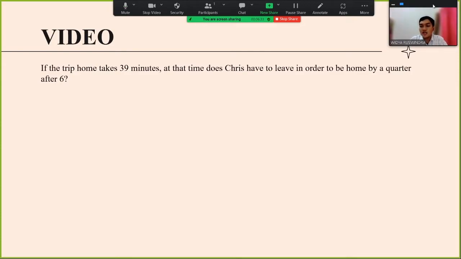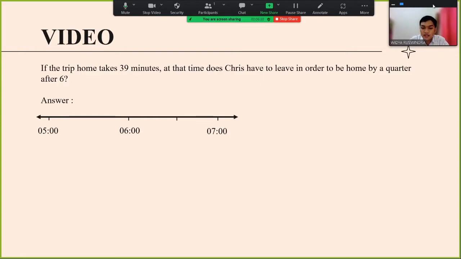Okay, let's draw a timeline. This is the timeline, and we have 5 o'clock and 6 o'clock and 7 o'clock. Between 6 o'clock and 7 o'clock is 30 minutes, and before 30 minutes after 6 o'clock to 6 o'clock is 15 minutes after 6 o'clock. I mean, it is a quarter after 6. So we go back 30 minutes to find the time Chris has to leave.